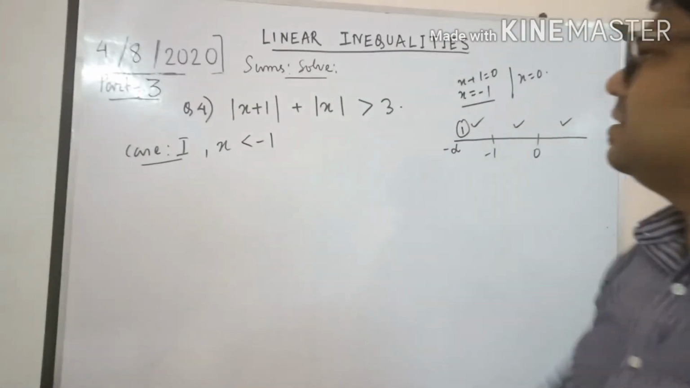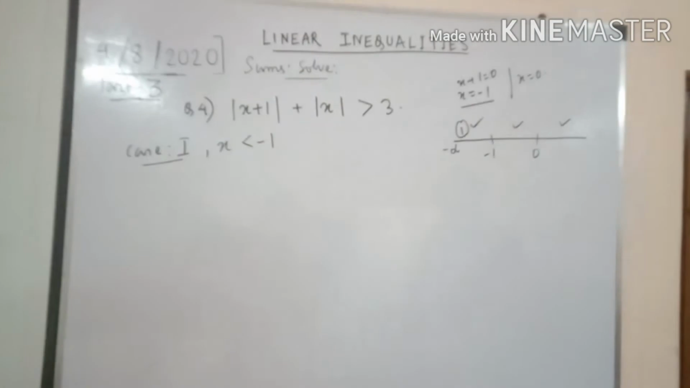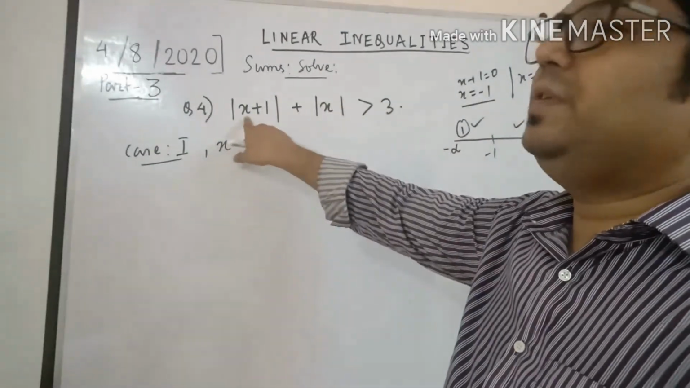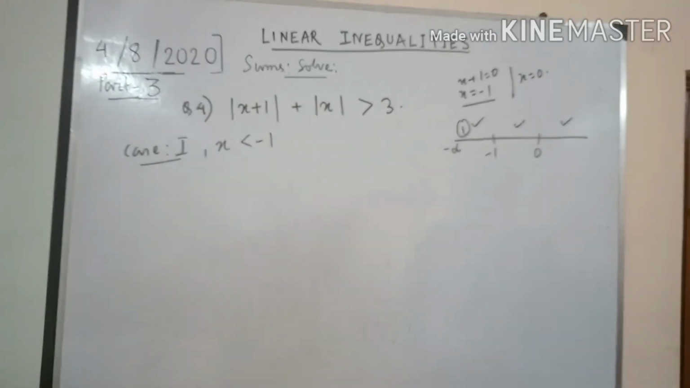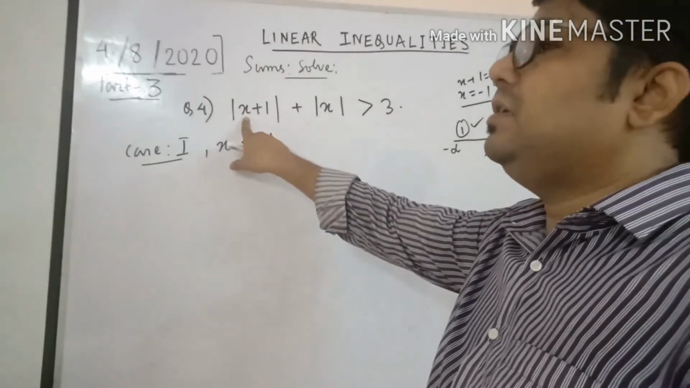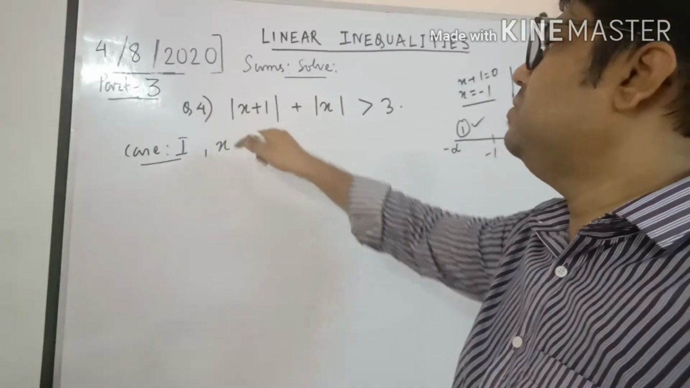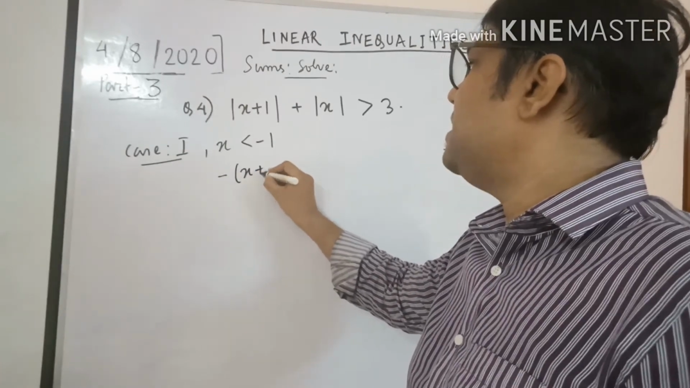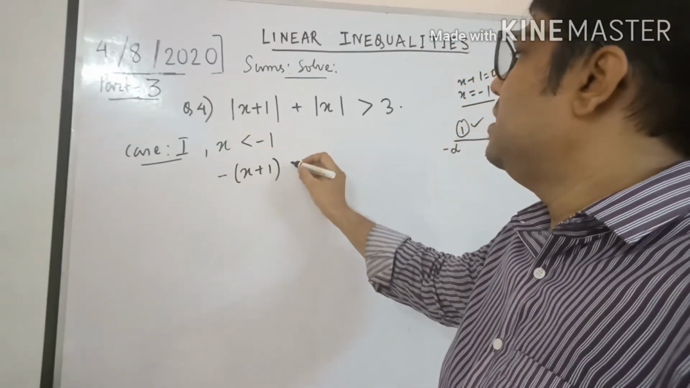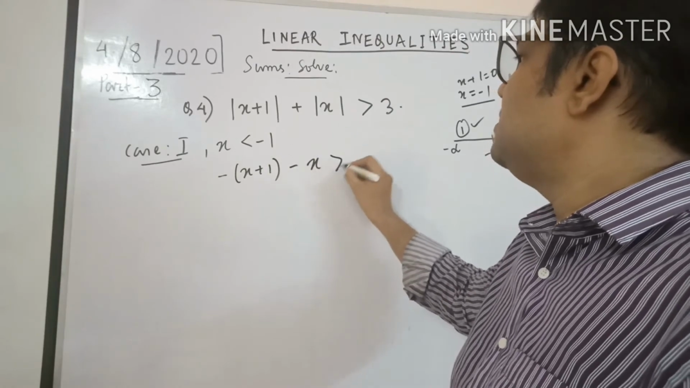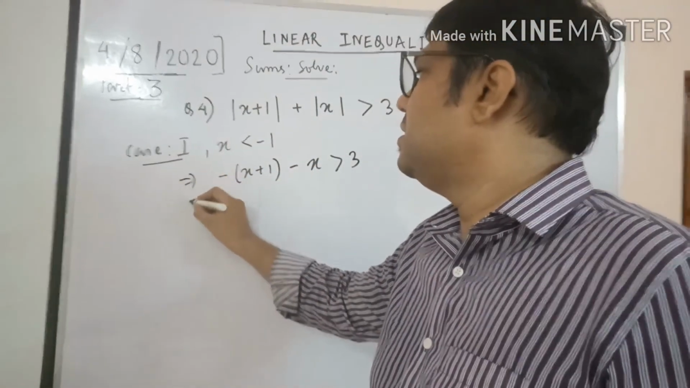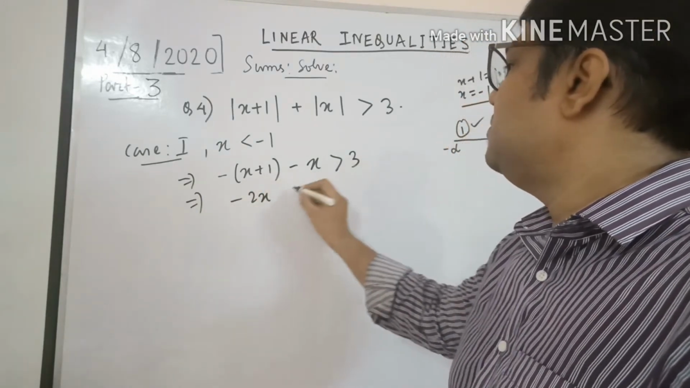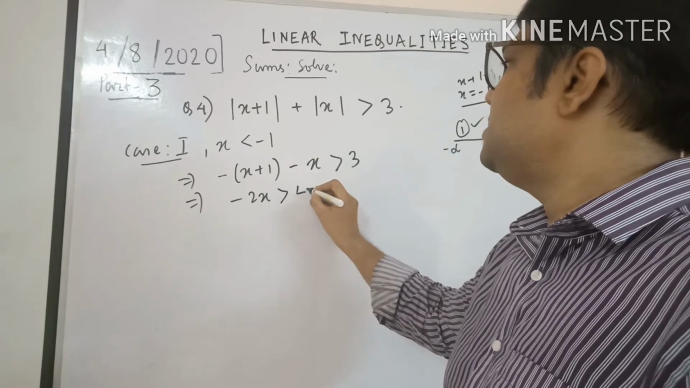If it is lesser than minus 1, then what happens? This turns out to be negative, because at minus 1 it becomes 0, but if it is lesser than minus 1, say minus 2, it turns out negative. So it becomes minus of x plus 1. You know the mod property. This is minus x, greater than 3. Here you get minus 2x minus 1 greater than 3, which moves to this side.